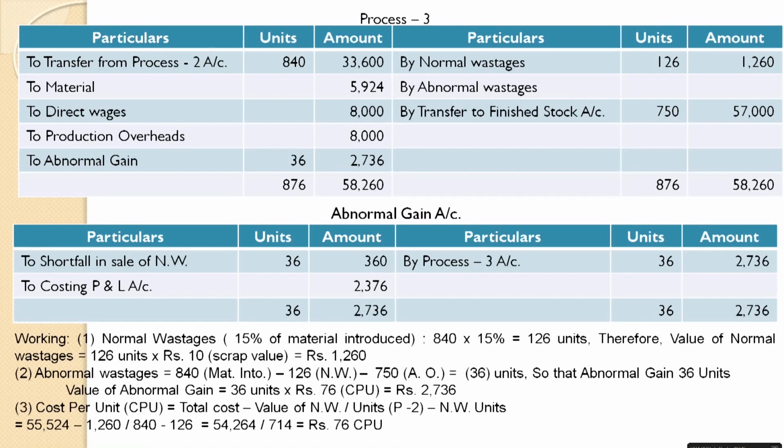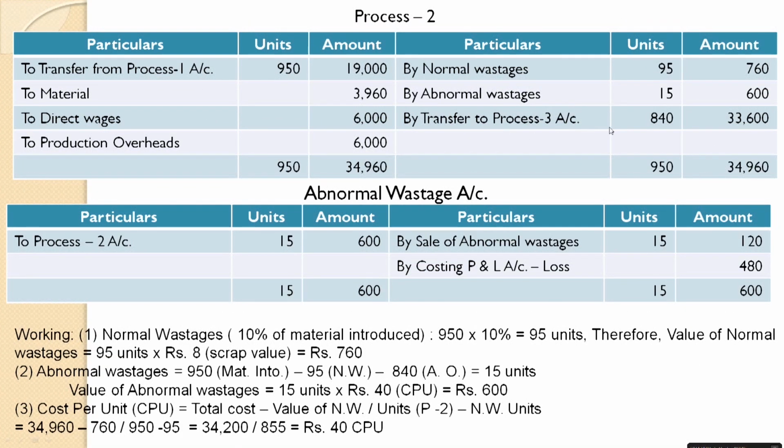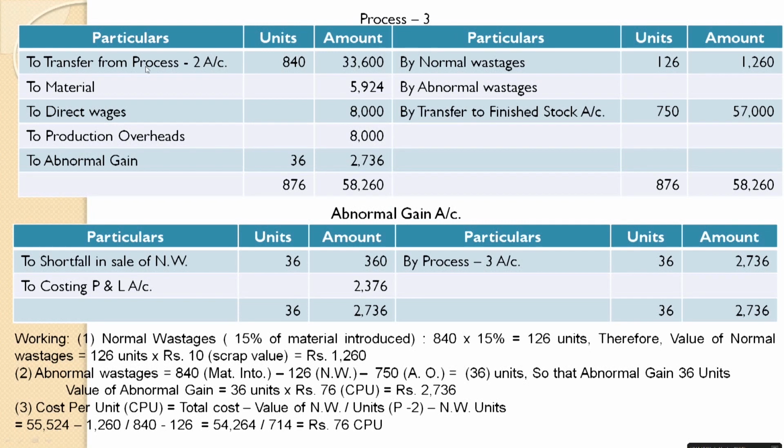Now, moving to the third process account, see how we determine process 3. We have to write down the first item, that is the amount transferred from the previous process. See here, the transfer to process 3 is 840 units and the value is 33,600. So, in the process 3 account, transfer from process 2 is 840 units and the amount is 33,600. This is the value which we brought forward from process 2.